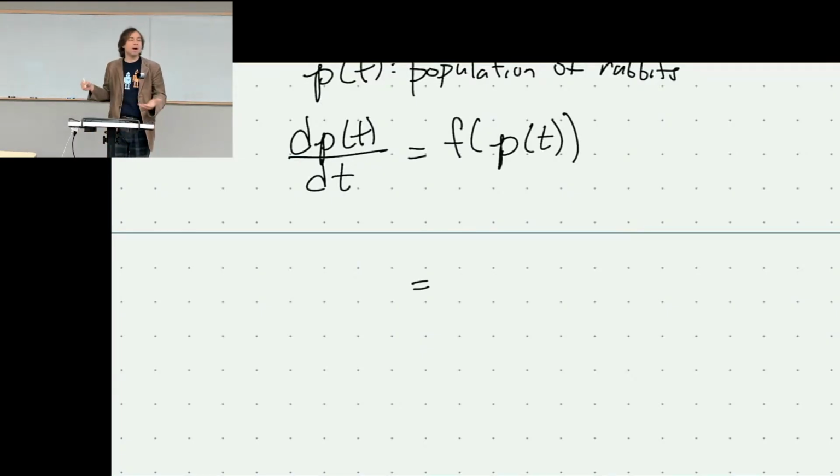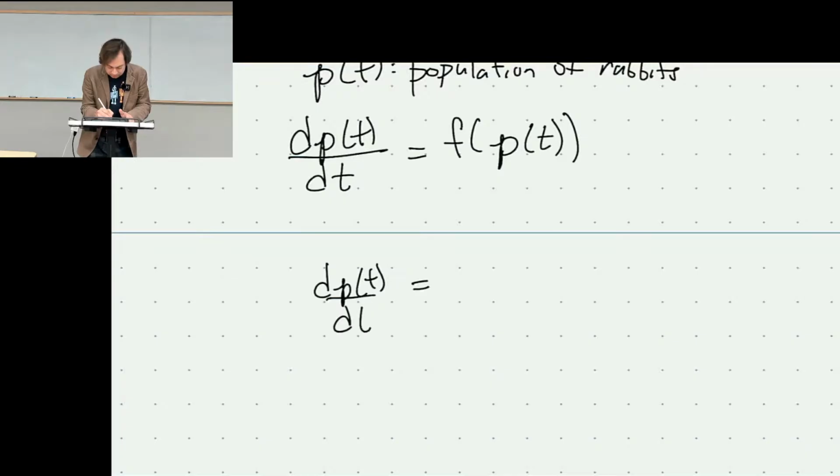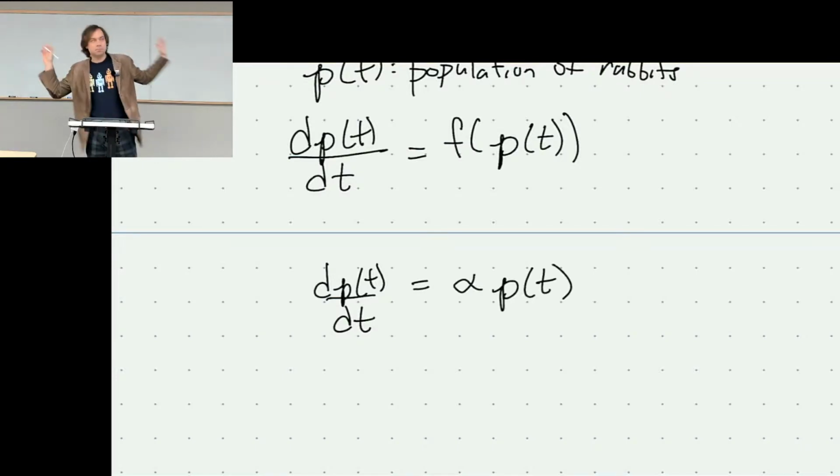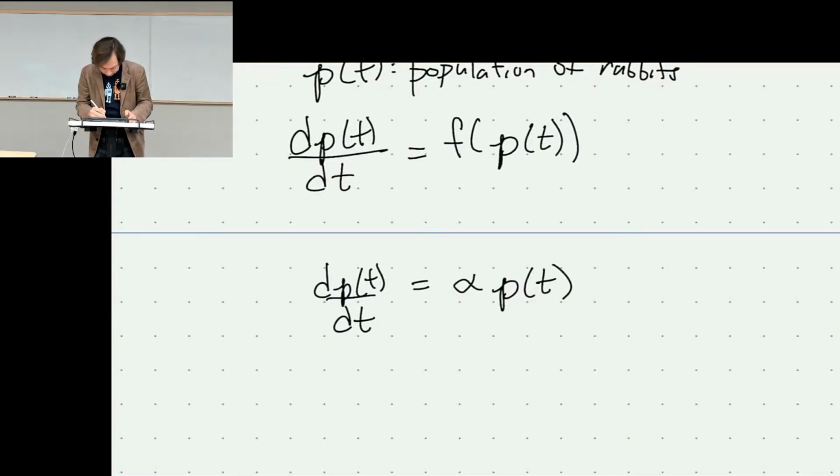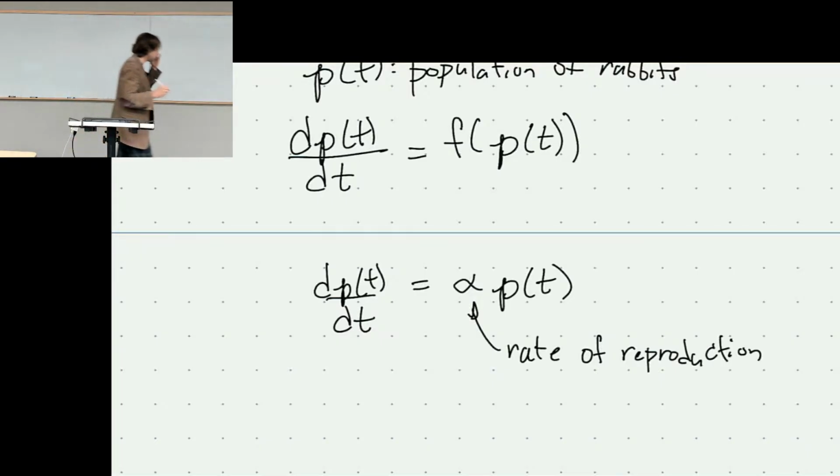If you were to talk to a population biologist and say, hey, a good equation to model it is that dp of t dt is equal to some proportional constant alpha times p of t, okay? where alpha is just some constant, and that's your rate of reproduction. Okay? Very simple population model.